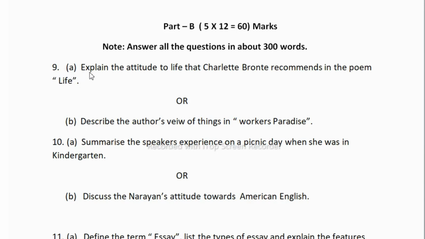So the A1 is explain the attitude to life that Charlotte Bronte recommends in the poem Life. So here student, if you want to score 12 marks, how do you have to write? First you have to write the intro of the poem. The first one you have to write is the intro.